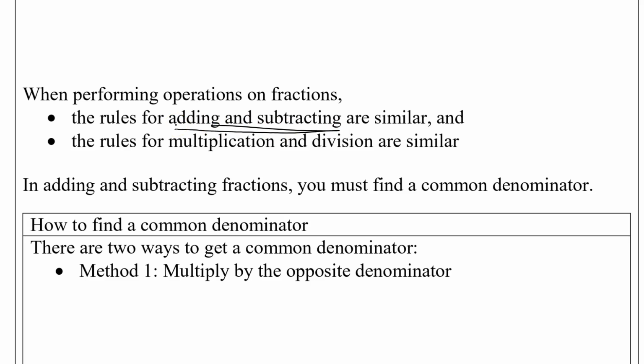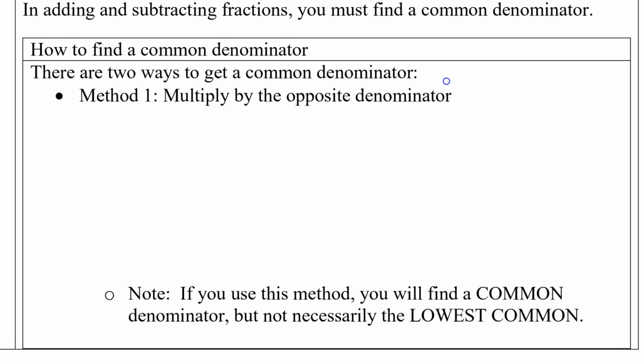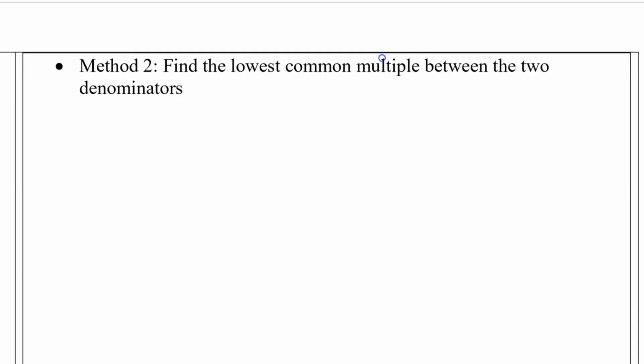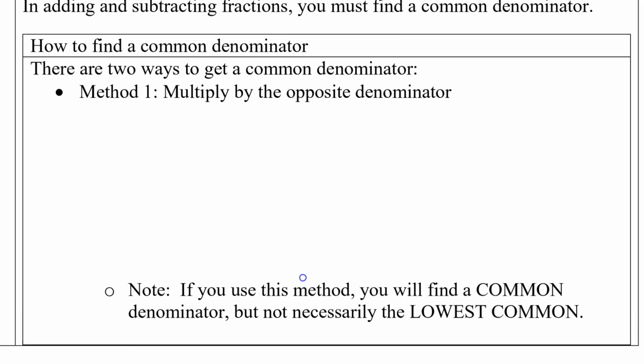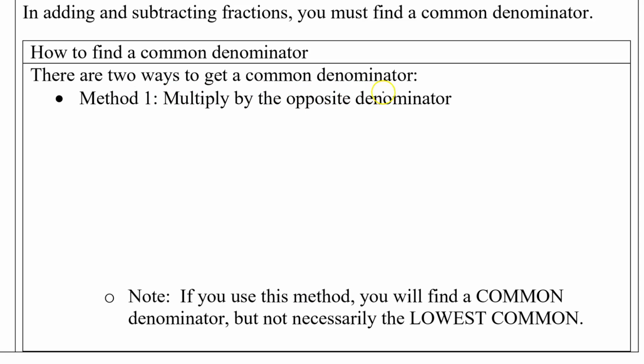So when performing operations on fractions, the rules for adding and subtracting of fractions are very similar, and the rules for multiplication and division are very similar, so we kind of group them together. In adding and subtracting, you have to find this thing called a common denominator. That is often a bone of contention, which means it's difficult and it gives some people a headache. Arguments break out. I'm just joking. But I'm going to give you 2 foolproof methods that both have their pros and cons. So there are 2 ways to find a common denominator.